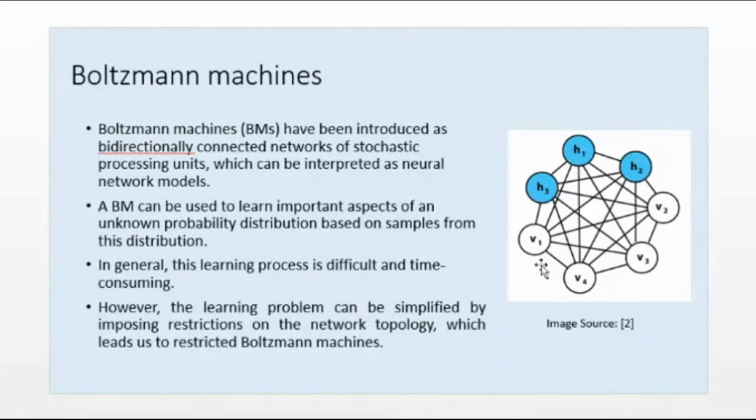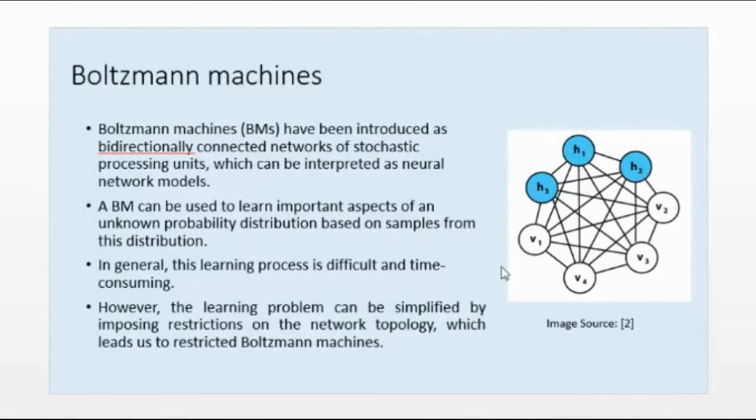All are now independent. So there is a connection between the visible layer and the hidden layer, where hidden nodes are not connected to each other, and visible nodes are also not connected to each other. That restriction leads to the restricted Boltzmann machine. So the connection between the hidden nodes is not there, and the connection between the visible nodes is also not there.